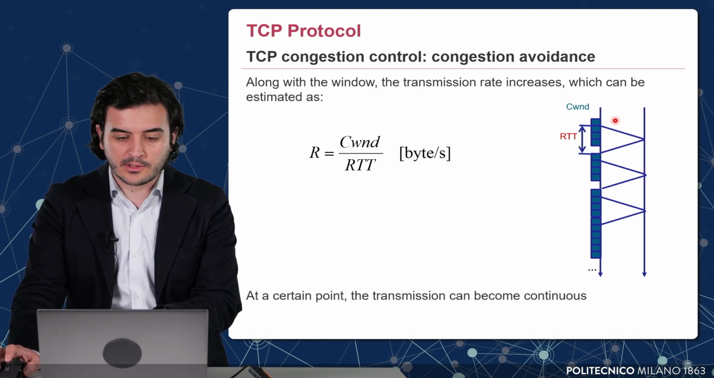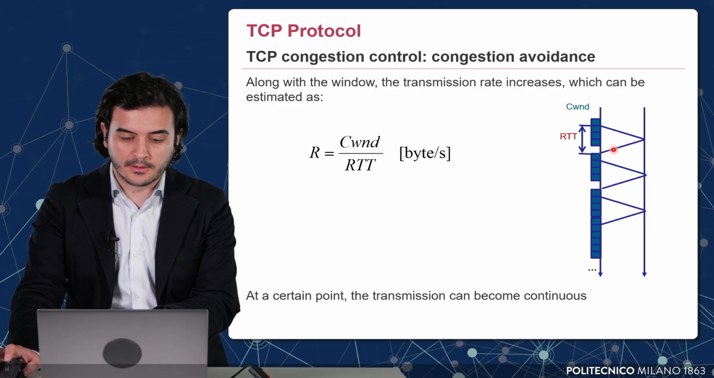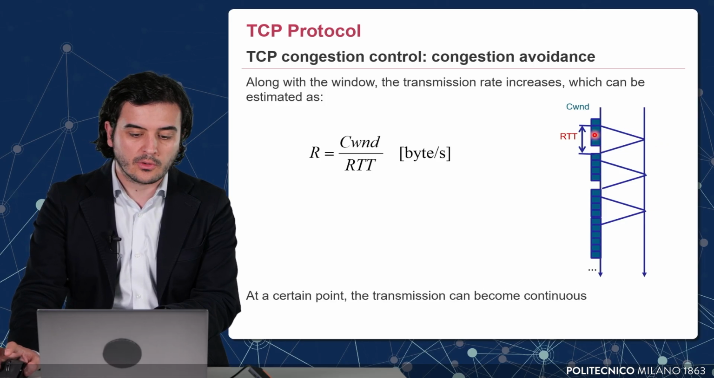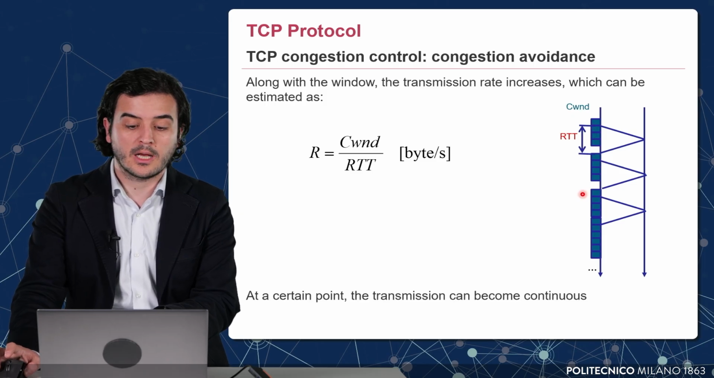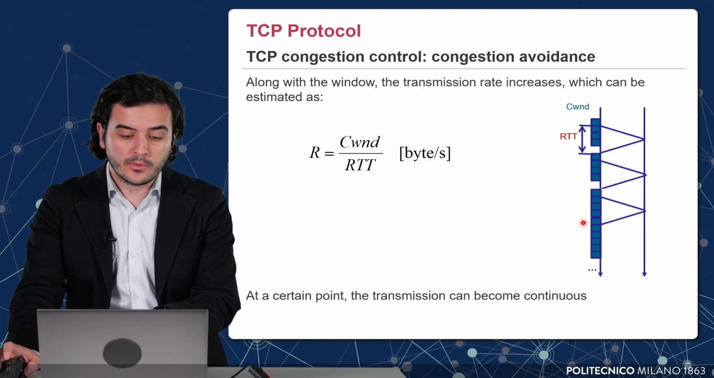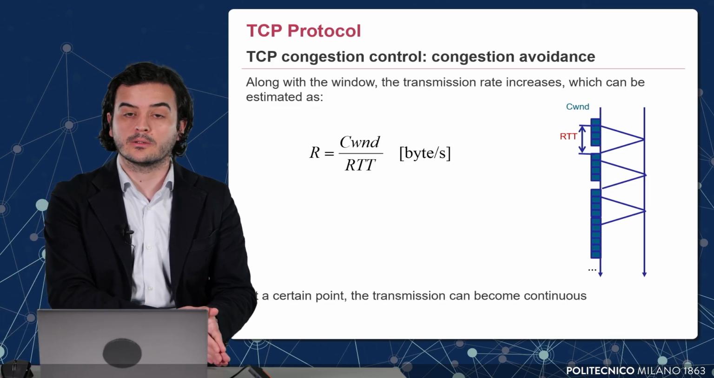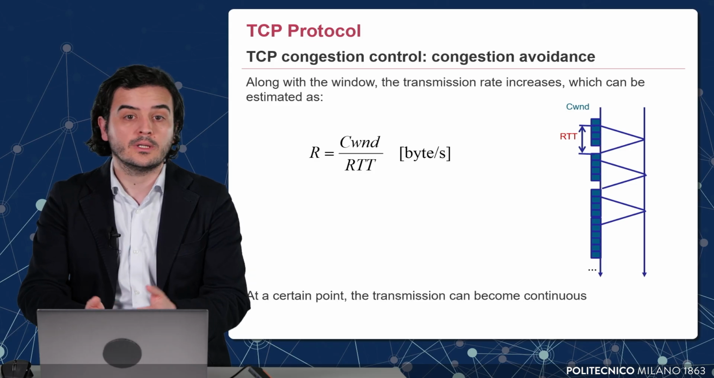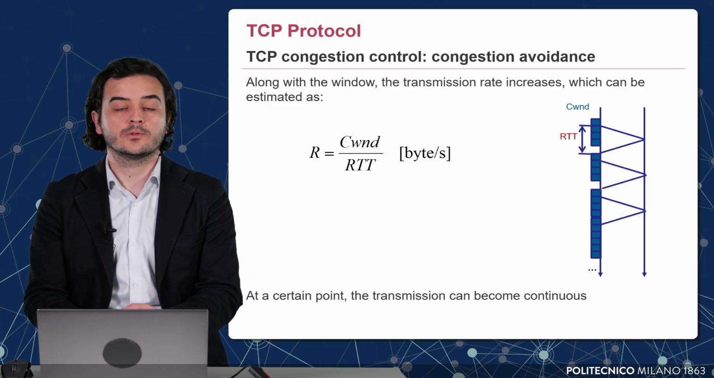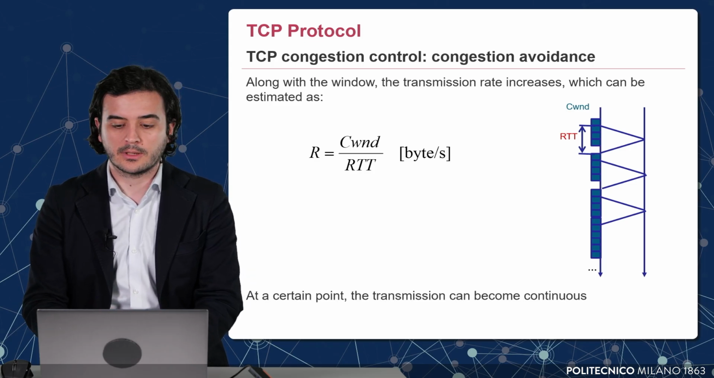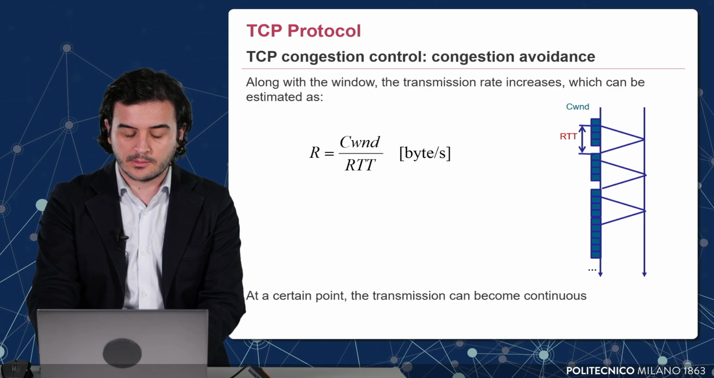As we see, we start with a certain number of segments being sent, and then the corresponding acknowledgement messages are received, so the congestion window increases up to a point at which the transmission becomes continuous, and the transmission between the sender and the receiver will be seamless, which is somehow also the main goal of using the TCP protocol.